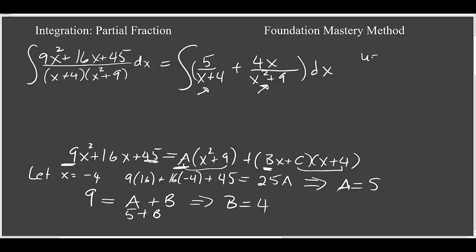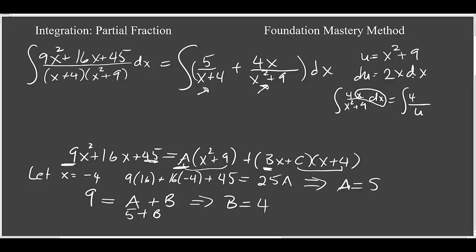So let's let u equal x squared plus 9. Then du is going to equal 2x dx. So that means that the integral of 4x over x squared plus 9 dx is equal to the integral of, well, I put u here for x squared plus 9. I have this 4 here, and then what's remaining is x dx. x dx is just 1/2 du.